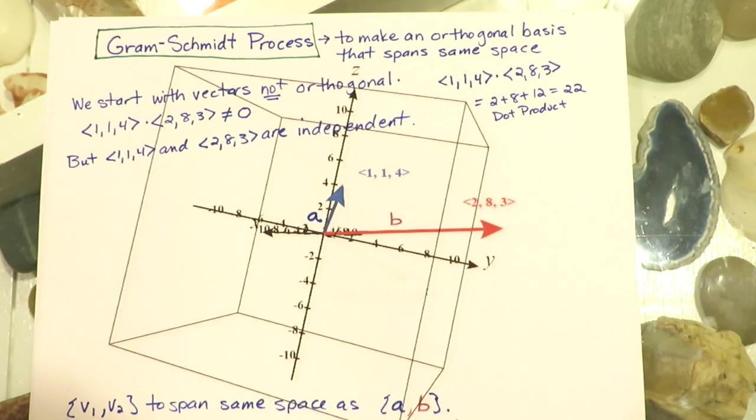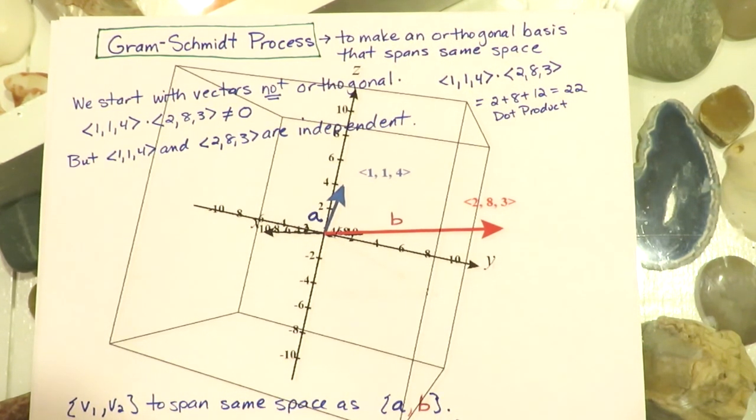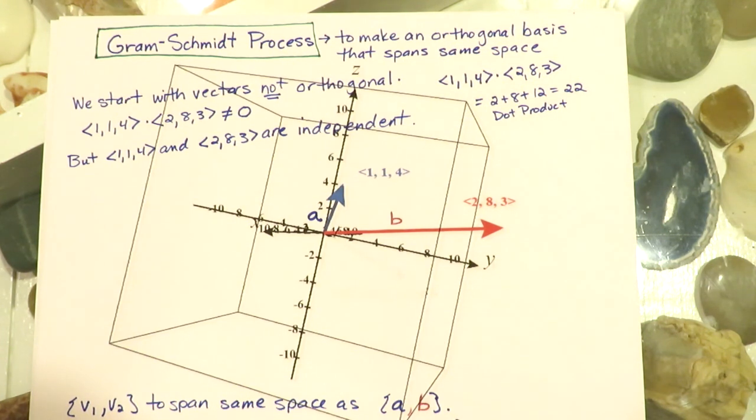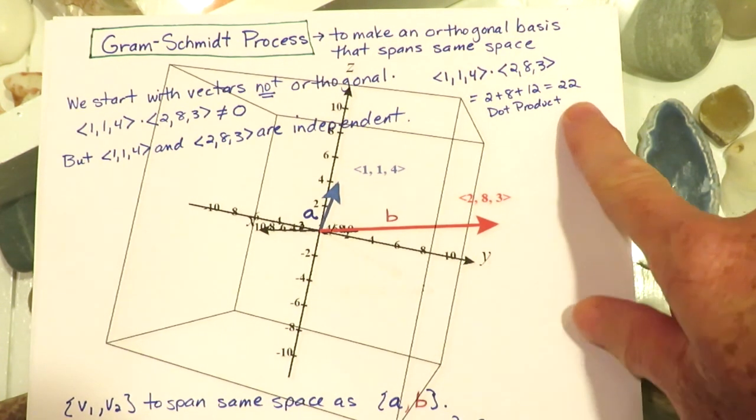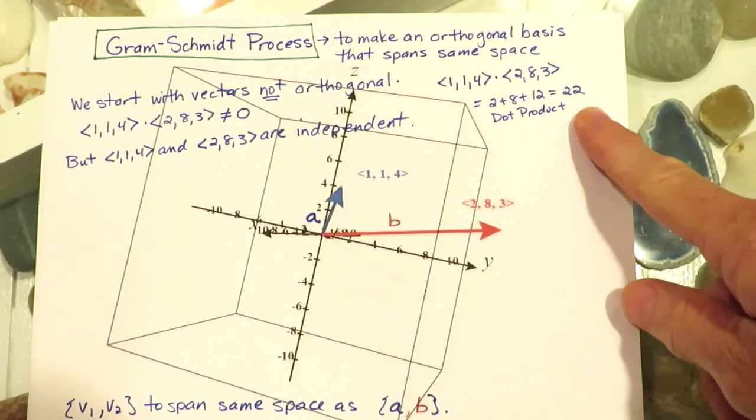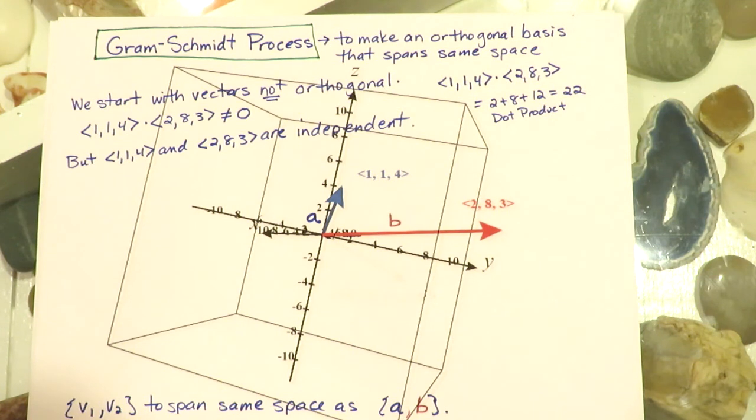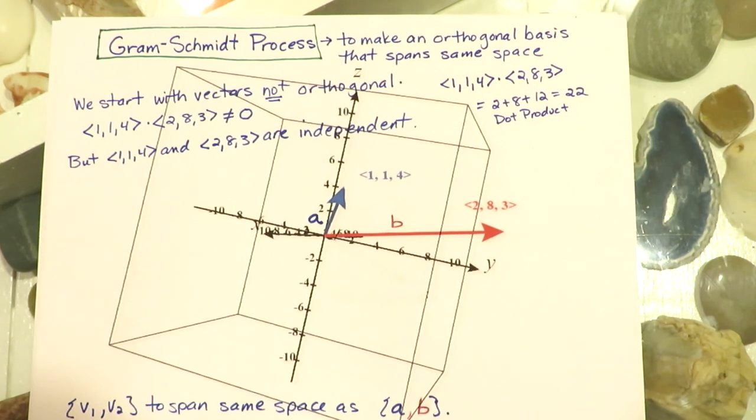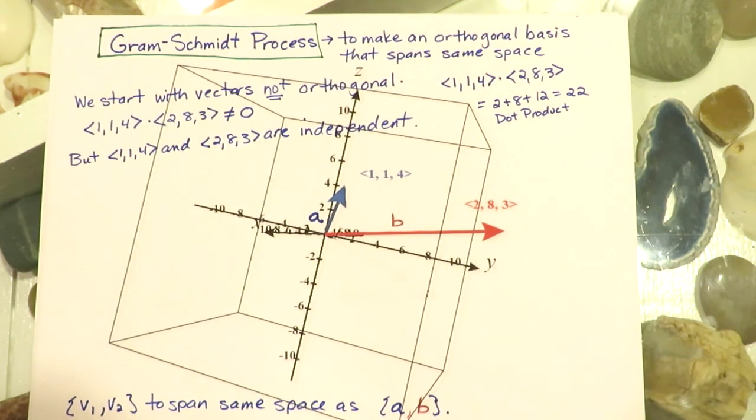In this video, we will be going over the Gram Schmidt process to make an orthogonal basis that will span the same space as these two other vectors. Notice these vectors are not orthogonal. They are not perpendicular. Their dot product is 22. It is not 0. If the dot product is 0, it's an indication that your vectors are perpendicular. These vectors are not perpendicular.